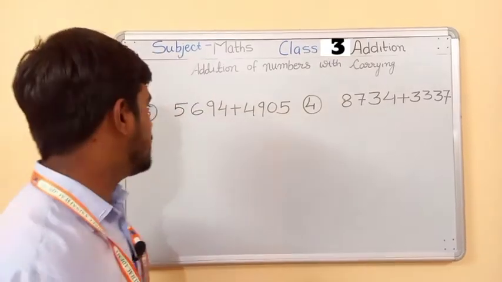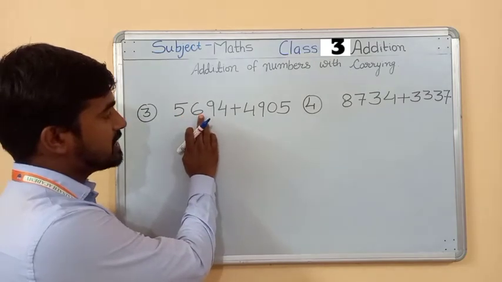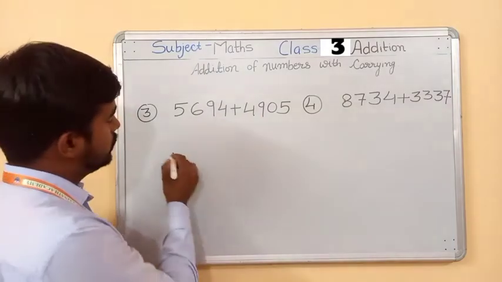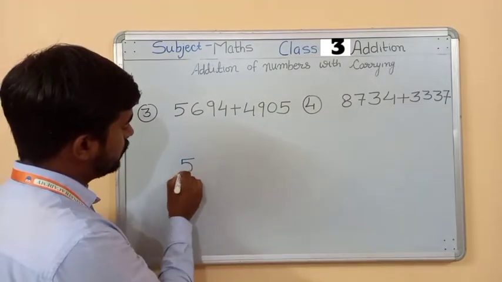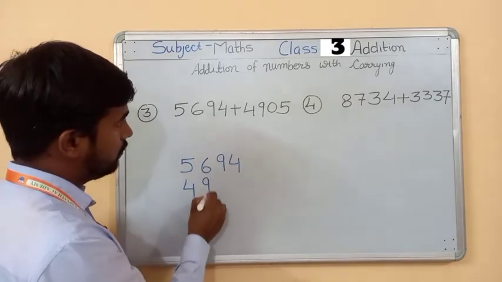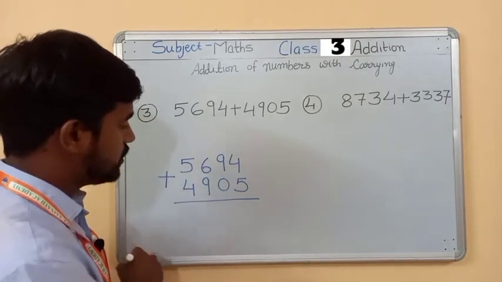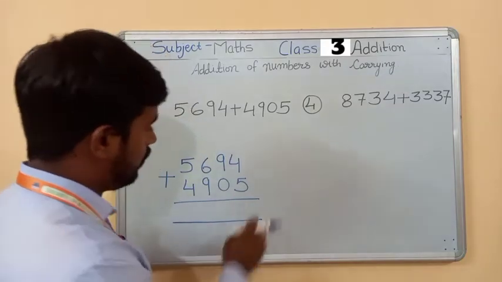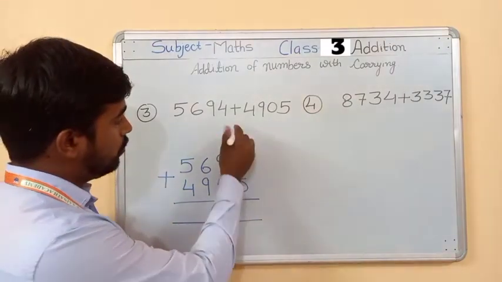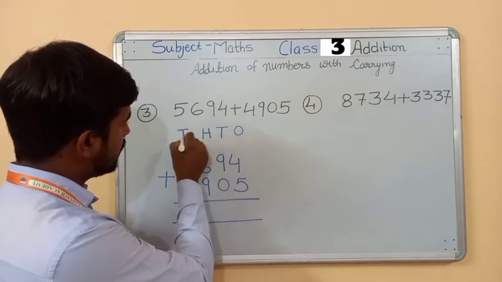Now, taking one more example. In this question we have 5,694 plus 4,905. Again, write in column. This is the symbol of addition. Now start adding from the right side. Write the place value: ones, tens, hundreds and thousands.